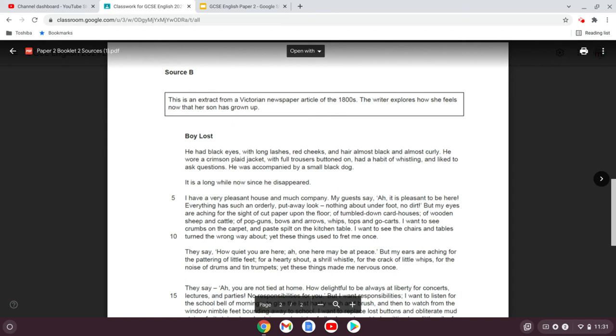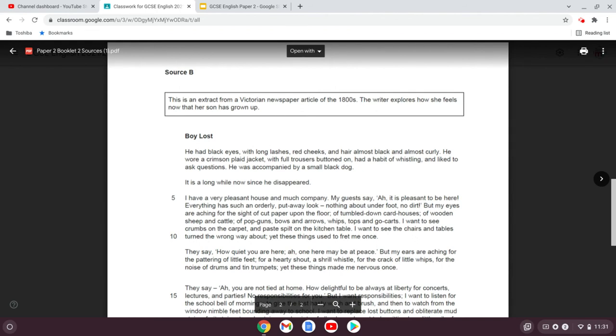Boy lost. He had black eyes, with long lashes, red cheeks, and hair almost black and almost curly. He wore a crimson plaid jacket with full trousers buttoned on, had a habit of whistling, and liked to ask questions. He was accompanied by a small black dog. It is a long while now since he disappeared.